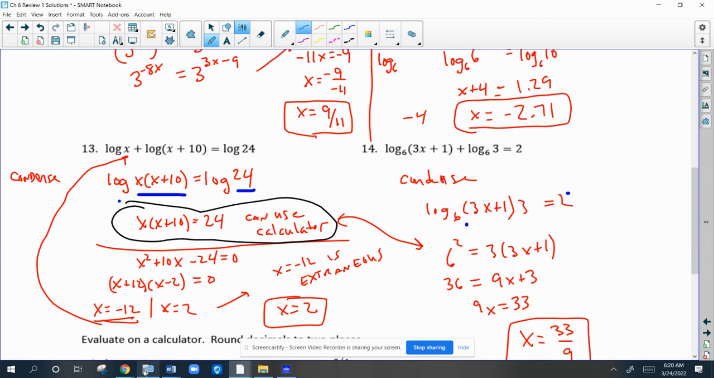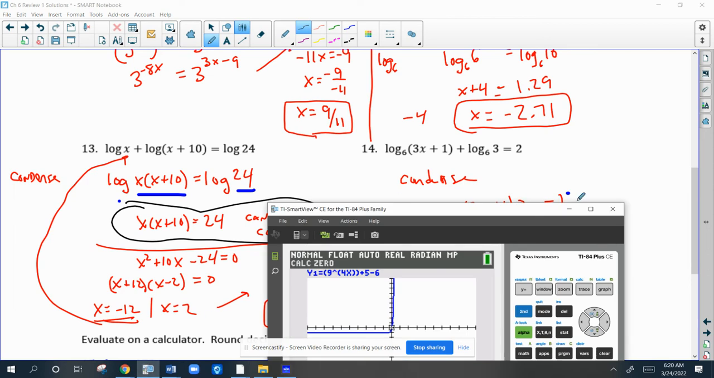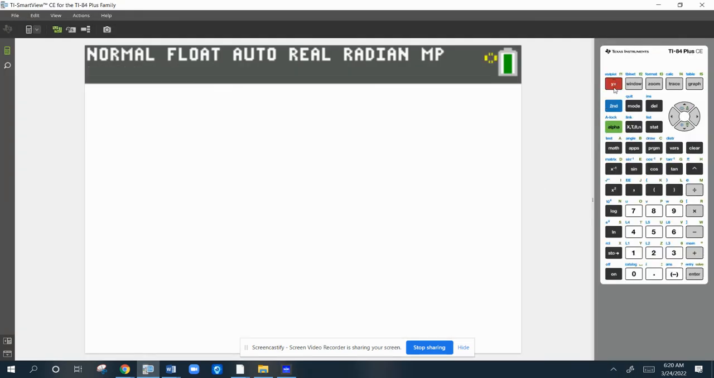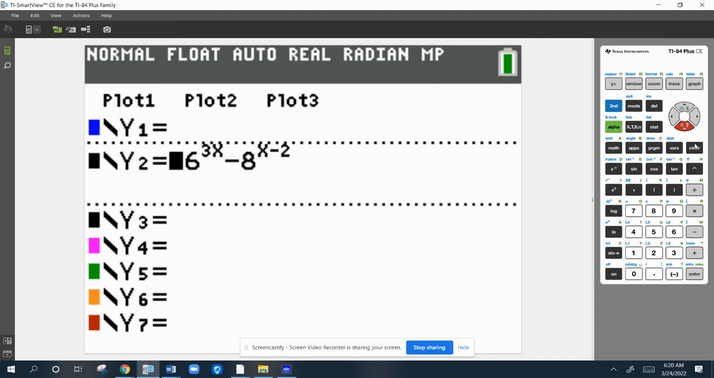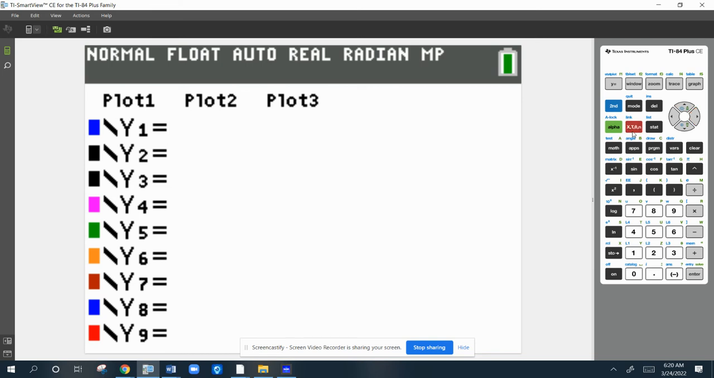If you don't feel like factoring it, or sometimes it would require the quadratic formula, you can use the calculator. So I'm going to type this in: x times x plus 10 equals 24. Clear all this. So x parentheses x plus 10, equals 24. As you know, I have to bring the 24 over. So it looks like this.